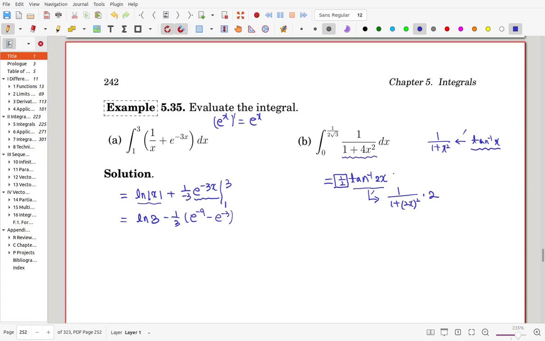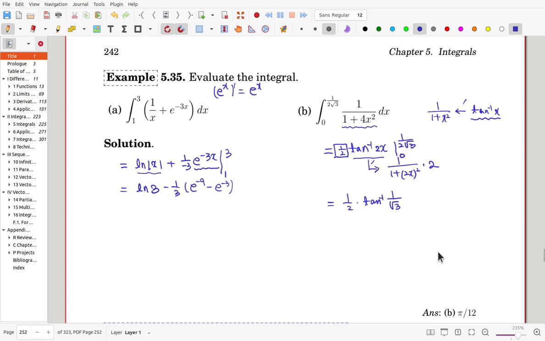Now we are evaluating the capital F of x from 0 to 1 over 2 square root of 3. Okay, that is the same as 1/2 times arctangent of 2x, which is 1 over square root of 3, and arctangent 0 is 0. Okay, now that is basically the same as this.